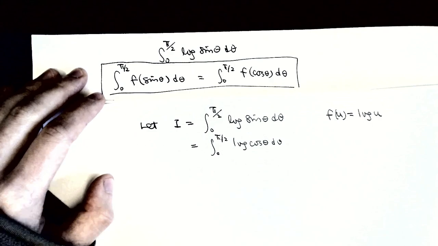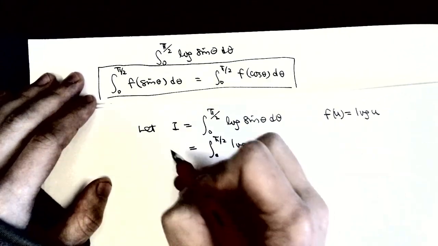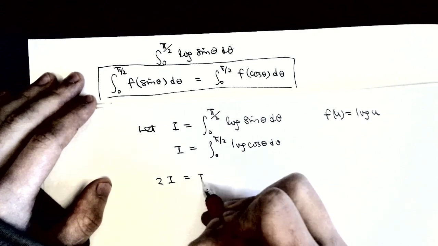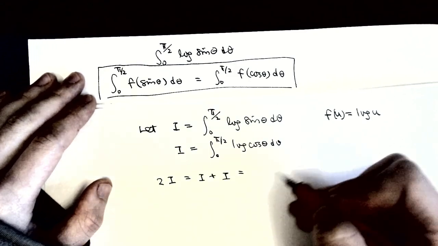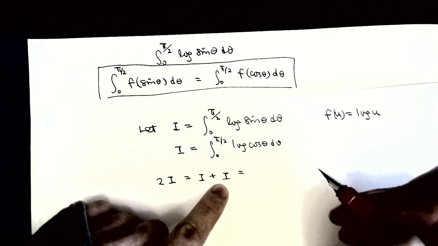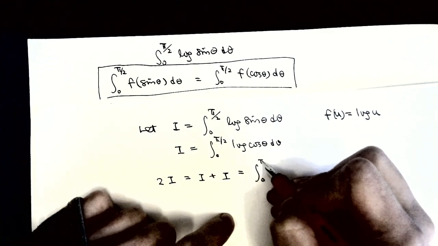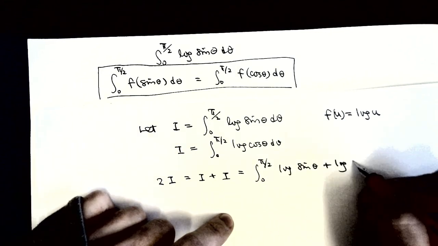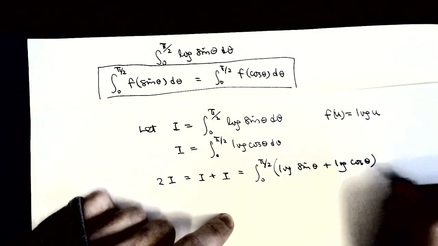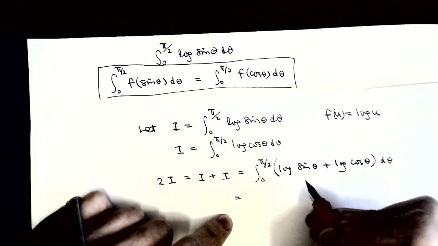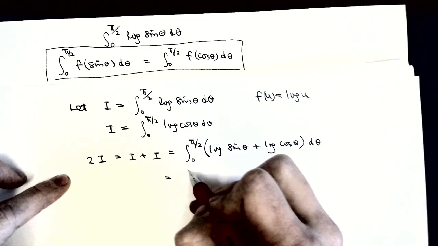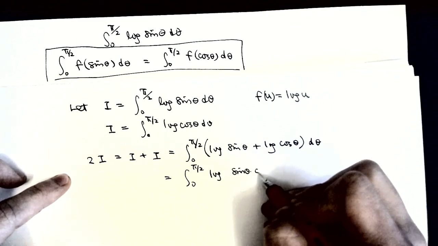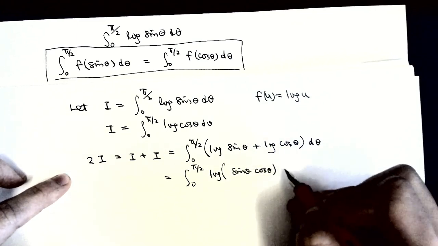Now, for the second one, what if we use 2I? 2I is I plus I. For the first I, we use the first one. For the second I, we use the second one. That will become the integral from 0 to pi over 2 of log sine theta plus log cosine theta d theta. And for the log functions, addition of log is just a product inside. So log of sine theta times cosine theta d theta.